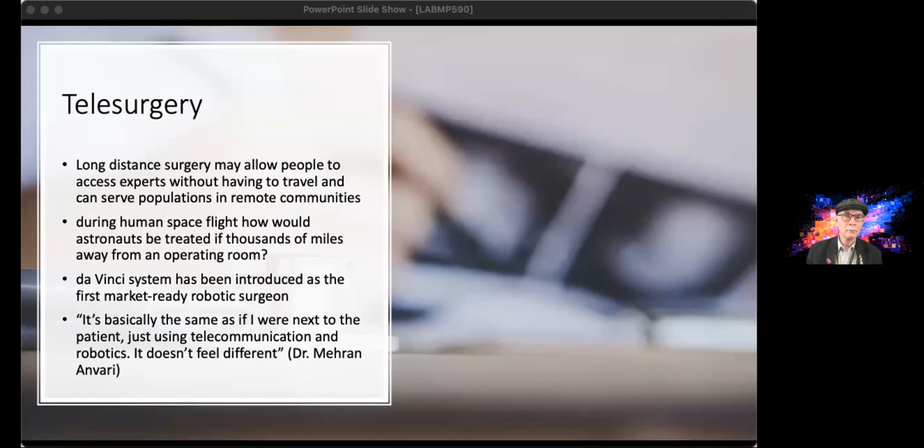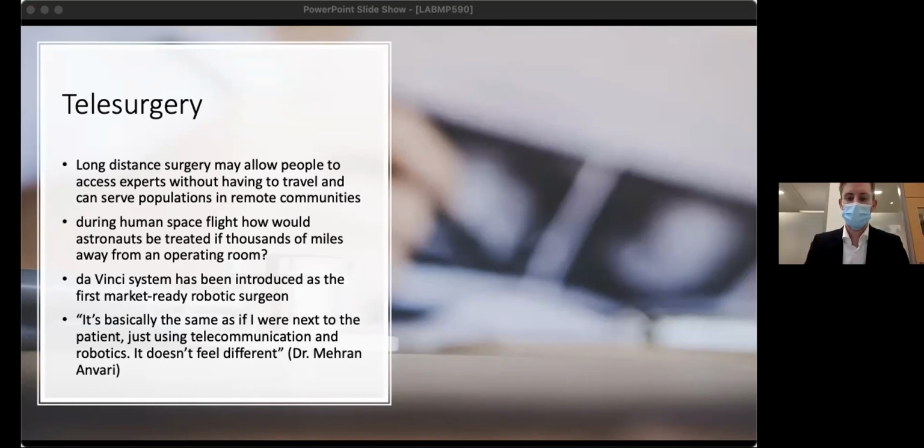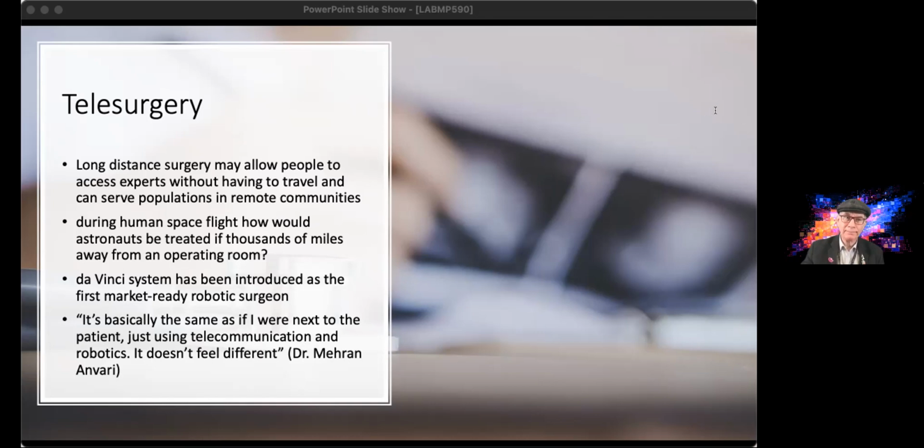So one area that's pretty interesting of the application of telepresence in medicine is telesurgery. Telesurgery is long-distance surgery, which can allow access to people without having to travel and conserve populations in remote communities. This is currently becoming a reality and may one day become the norm in hospitals.